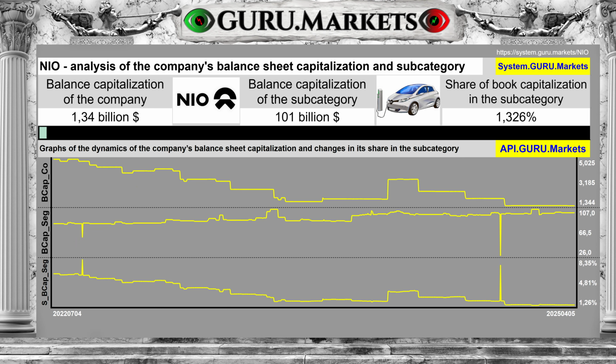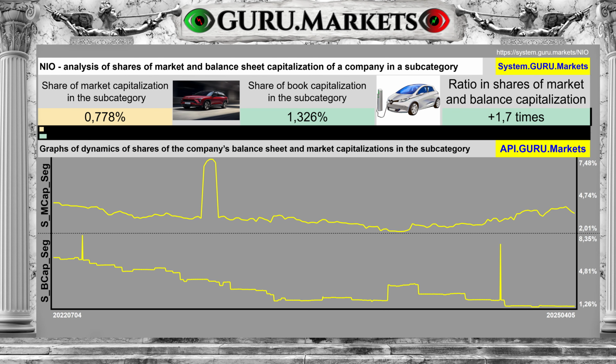The company's balance sheet capitalization is $1.34 billion. And the capitalization of the subcategory is $101 billion. NIO Inc ADR constitutes a share of 1.326%. By comparing the occupied shares of the exchange and book value, we can see the following.